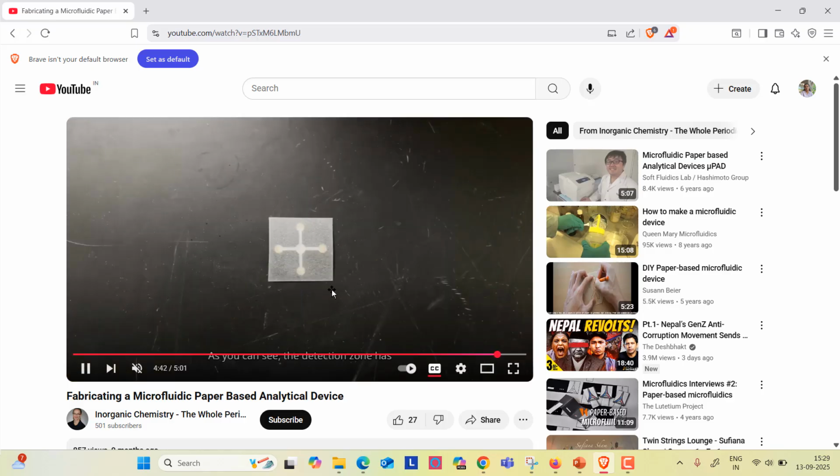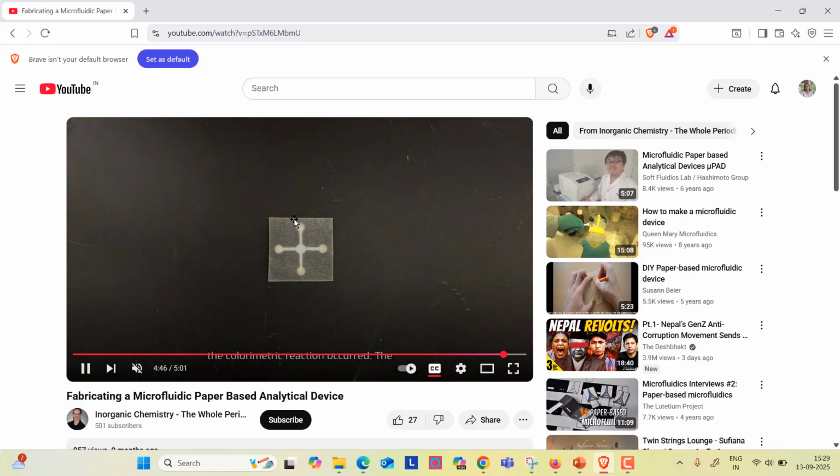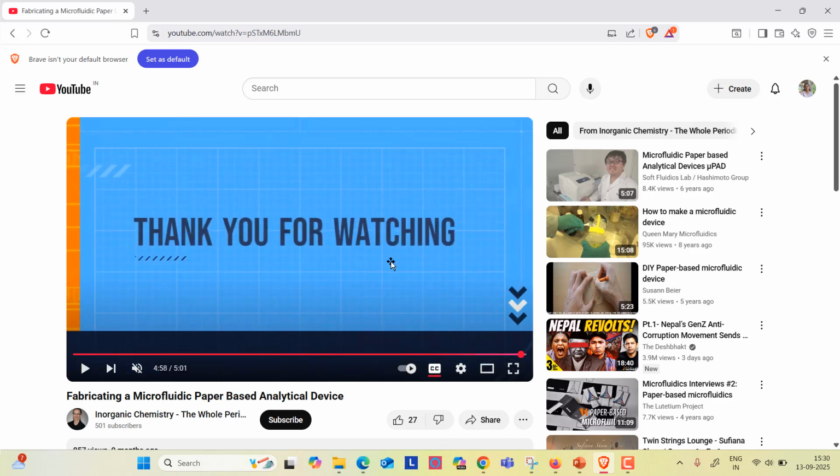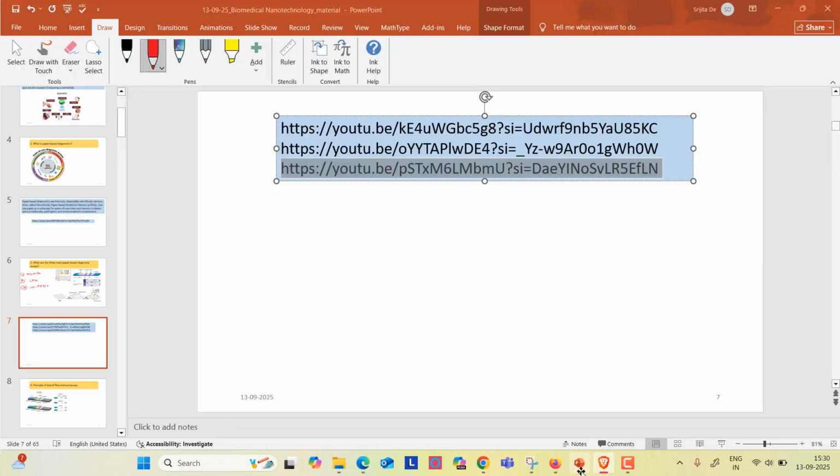You can see the detection zone color has changed a little bit, right? You may not see it properly because it is a light color change, but some kind of yellowish thing you can see, I think. So that is your colorimetric assay. In another sample, maybe it will give a red color that will be more visible, right? So this is the paper-based colorimetric assay.